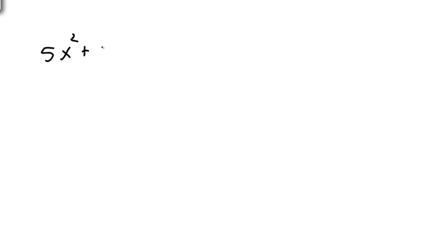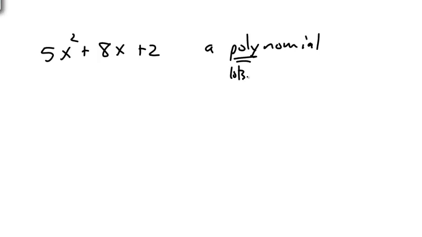Now when you have a large number of these things, as you can imagine, you'll have things like 5x squared plus 8x plus 2. These things can't be added. This thing is called a polynomial. Poly meaning lots of, and nomial meaning, things. This is a trinomial. It has 3 terms.